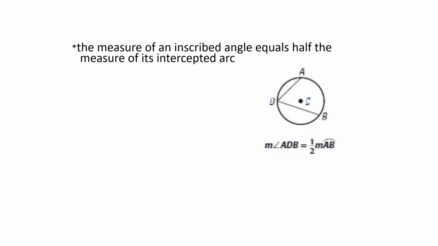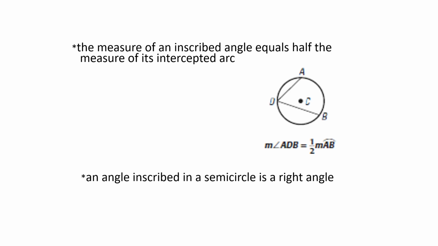So looking here, we have a picture. Let's get that jotted down. The measure of an inscribed angle, so the measure of angle ADB, is going to be 1/2 the measure of its arc. So an angle inscribed in a semicircle, just like we found out, is going to be a right angle, because remember, this is a vocab word. Semicircle just means half circle. So again, one more time, the measure of an inscribed angle equals half the measure of its intercepted arc.